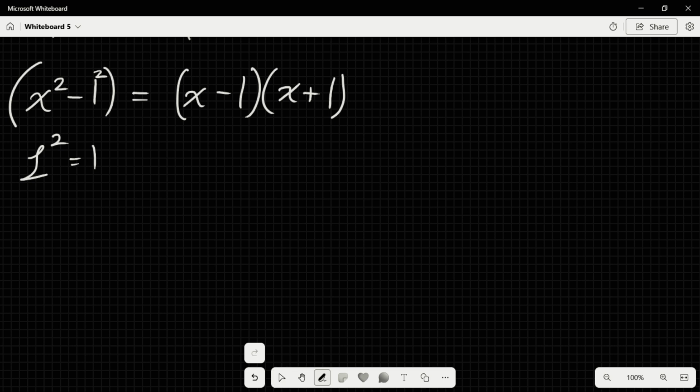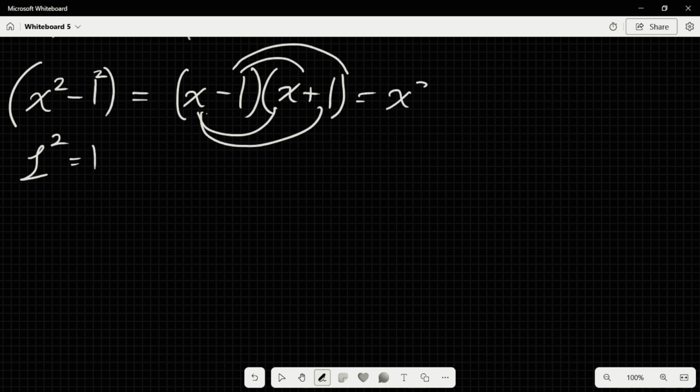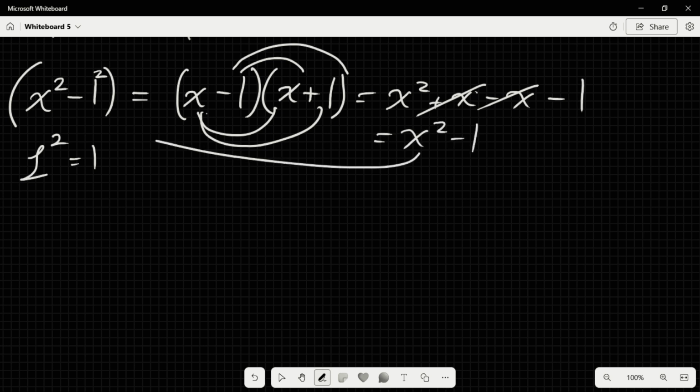How can we make sure that our answer is correct? Let's go ahead and expand. First by the first, first by the second, second by the first, second by the second. We get x squared plus x minus x minus 1. Plus x and minus x go away, and you're left with x squared minus 1, which is the same as what we started with.